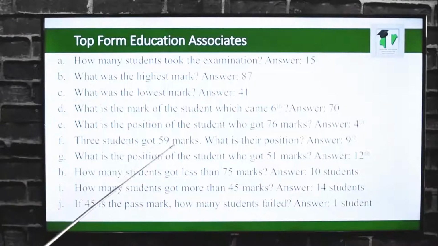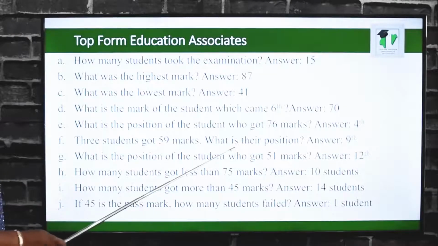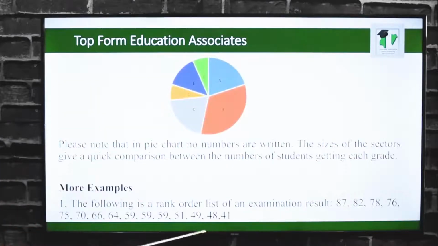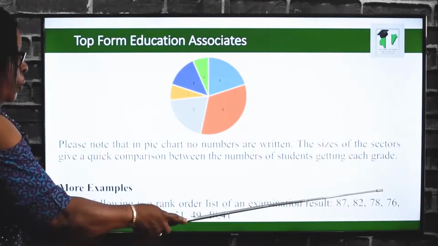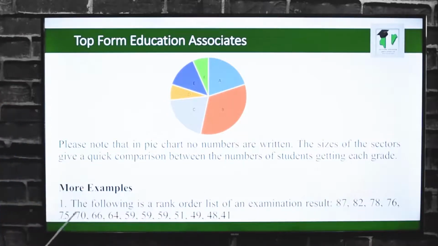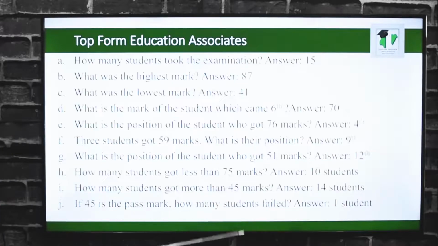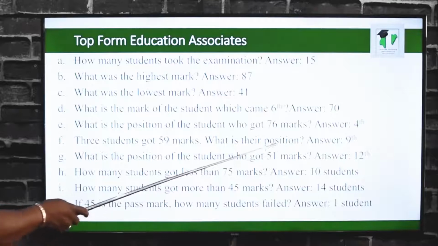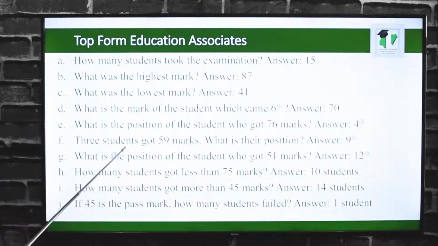3 students got 59 marks. What is their position? So let's look at it. 1, 2, 3, 4, 5, 6, 7, 8, 9. So 3 students scored 59. Their position is 9th.